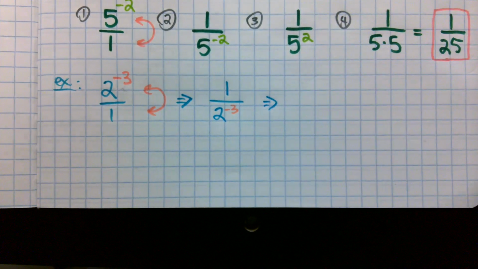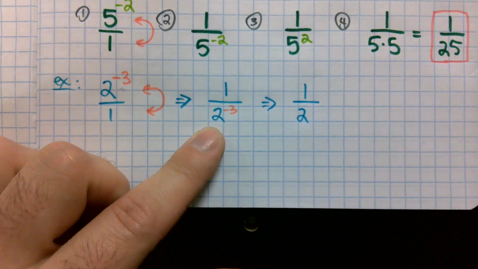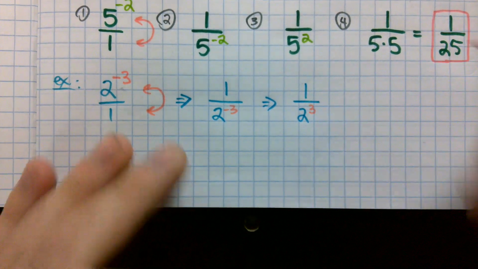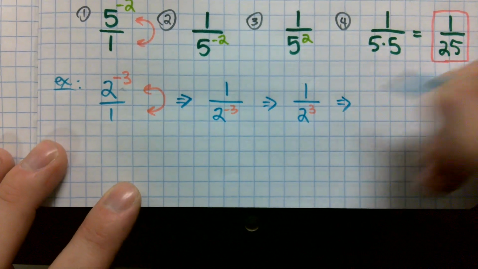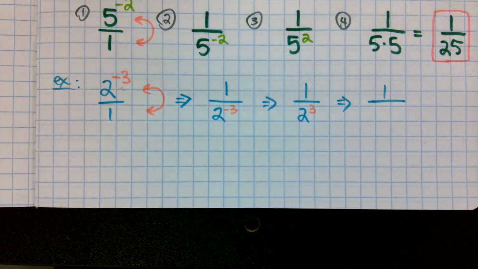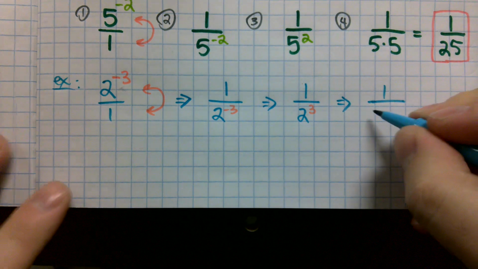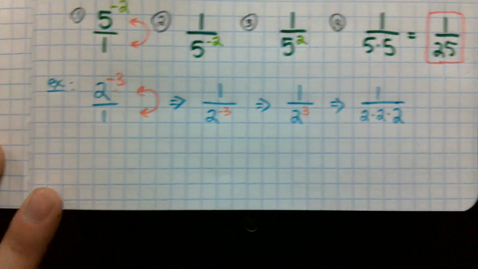What's my step 3? Jaron? Make your exponent positive. That's right. 1 over 2 to the power of 3. How can we expand out 2 to the power of 3? What's that going to look like? 2 times 2 times 2. Exactly.